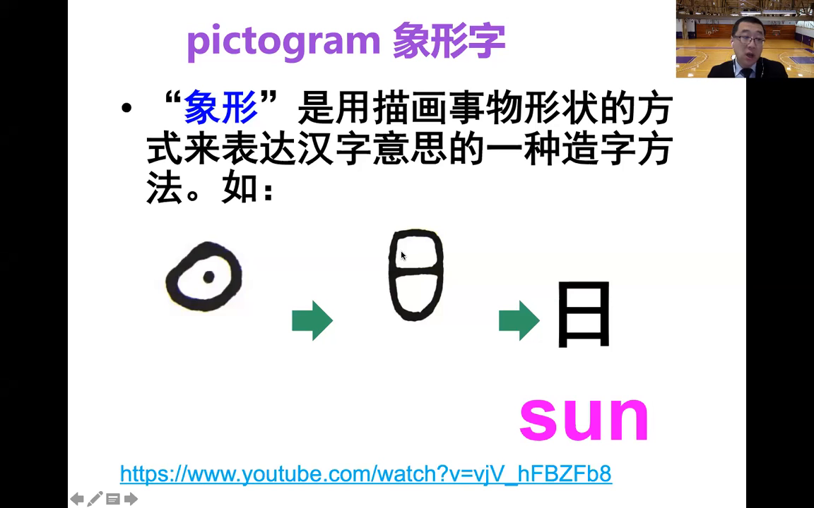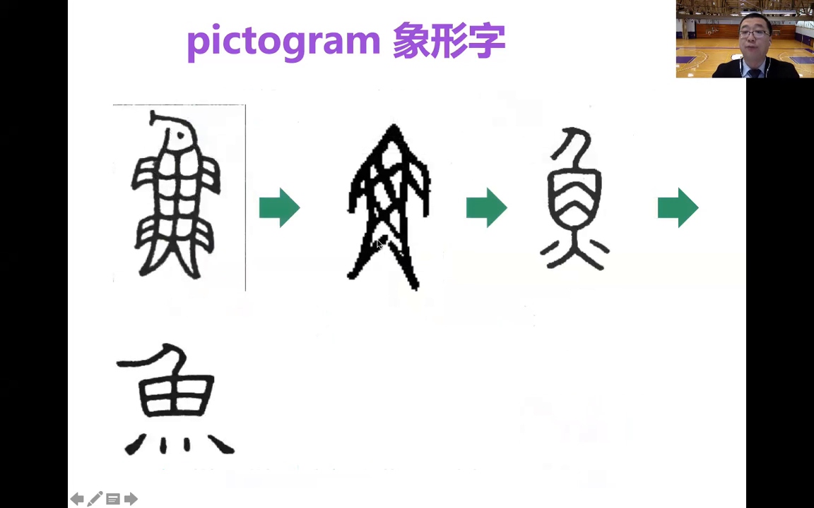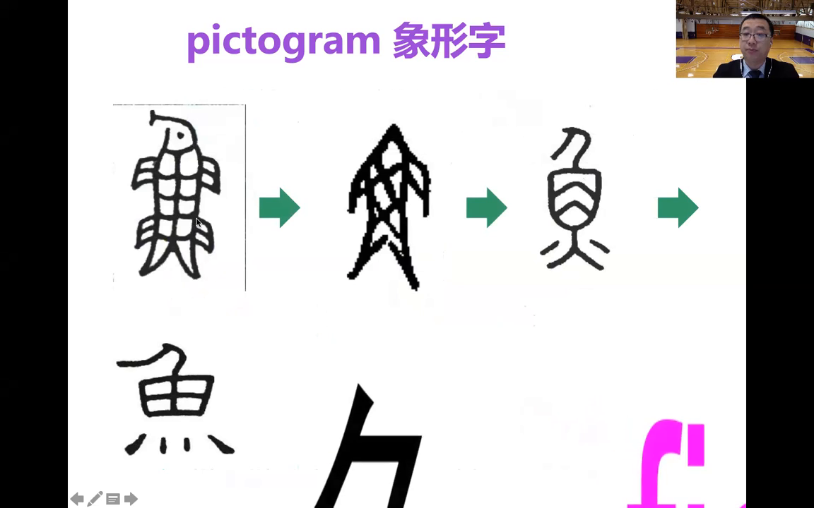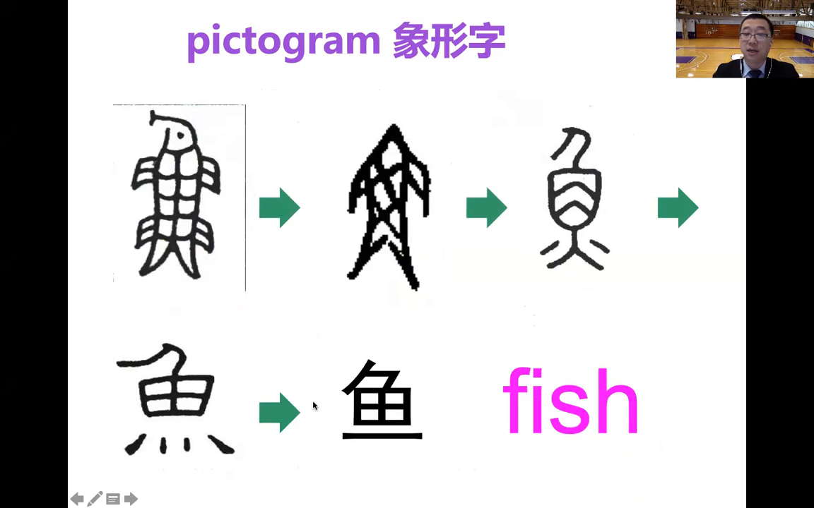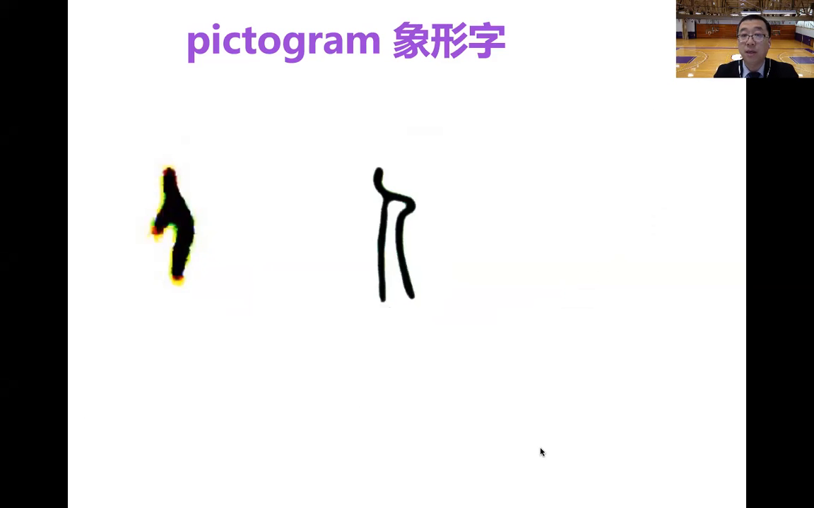Look, we've seen quite a few pictograms and we have more. What's that? It's a fish. It's called 鱼. Again, these are the evolutions. The oracle, bronze, small seal, until the modern version, fish.